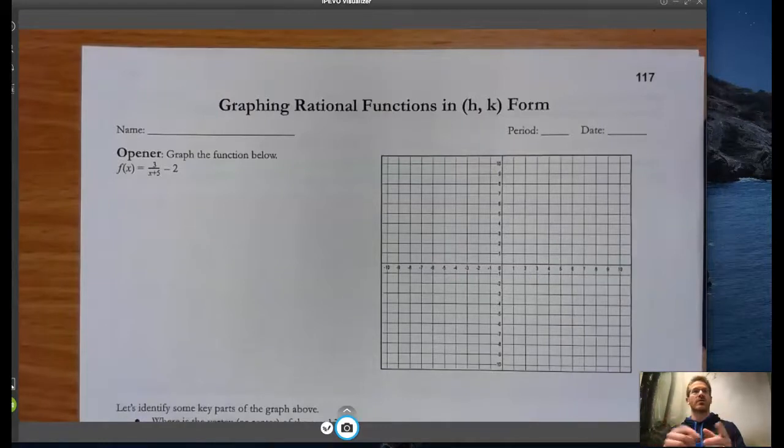I'm going to give you a minute or two to pause the video and try the opener here and graph this rational function, and then turn it back on and we'll see how much you remember.